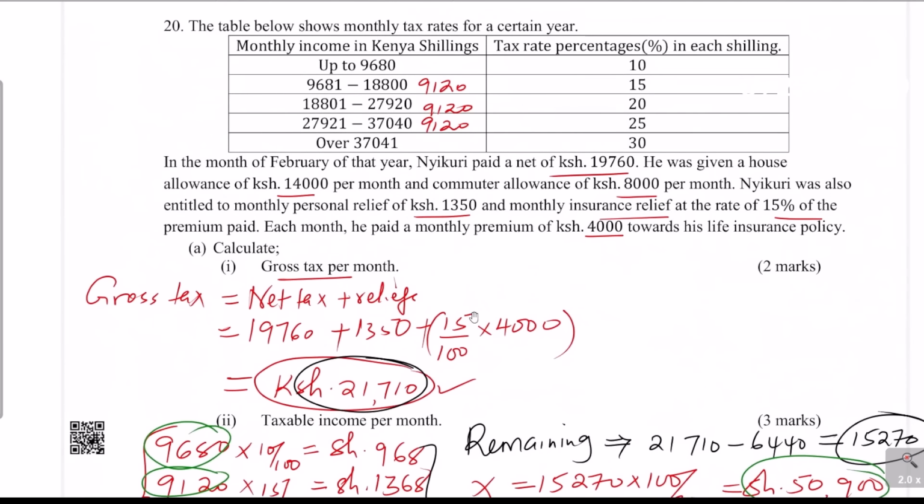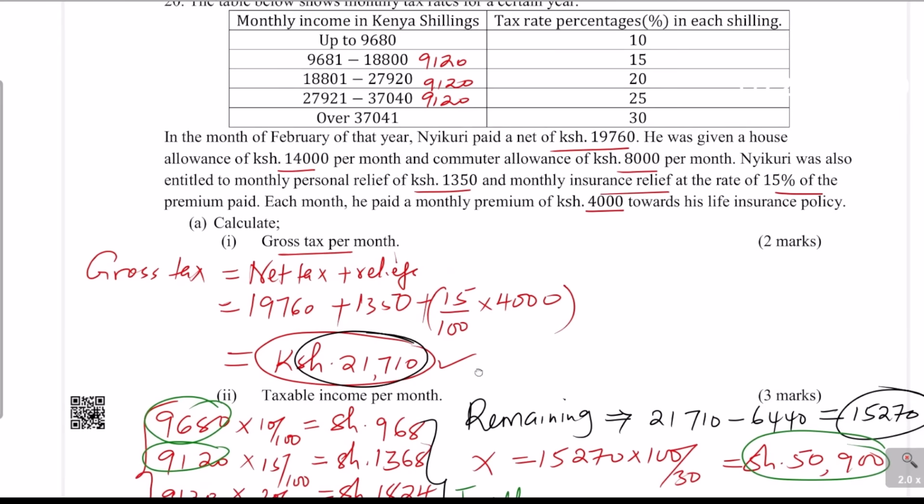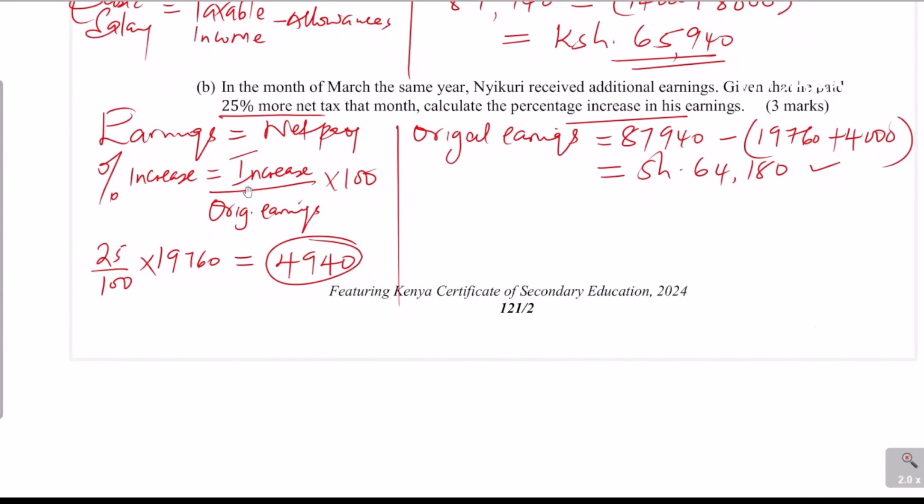This increase will fall in the last band, and the rate of taxation in the last band is 30%. So we are going to get the income, that is the amount of money that was taxed in the last band, to be X. When it was subjected to this rate of taxation of 30%, it resulted in this increase in tax of 4940. So we are getting the income that increased in order to give this particular tax of 4940. So X will be 4940, making X the subject, times 100 divided by 30.